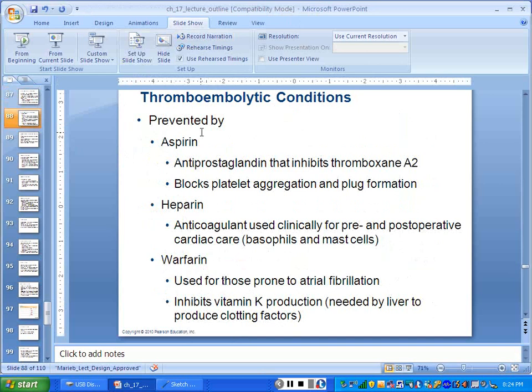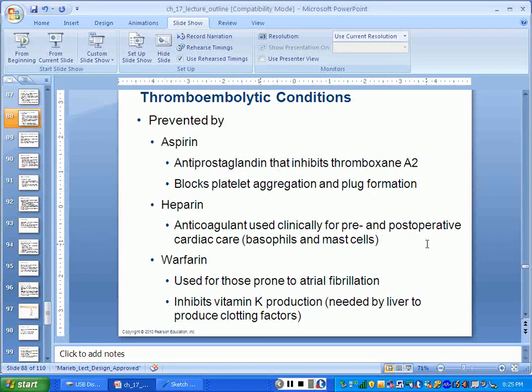Now, this is cool. Aspirin, how does it work? Aspirin inhibits prostaglandin formation. And one of the chemicals that you will learn about, which is produced by platelets, is called thromboxane. And it is a prostaglandin. Aspirin inhibits formation of that. That causes vasoconstriction, so you won't get that vasoconstriction going on. So it helps keep the blood vessels big. It also stimulates platelets to clump together and form the plug, so it blocks the platelet plug formation.